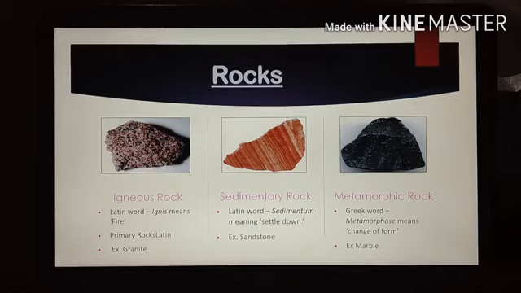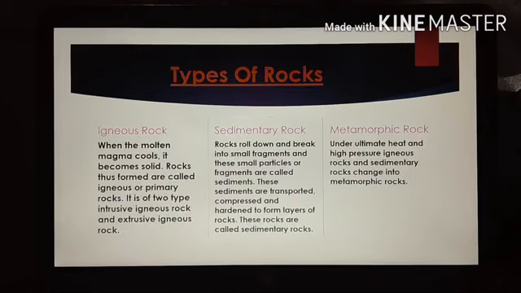The last one is metamorphic rock. The word metamorphic comes from the Greek word metamorphos, and it means change of form, and its example is marble. Now let's see the definition of these rocks.